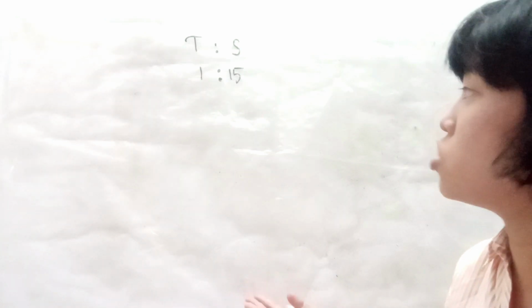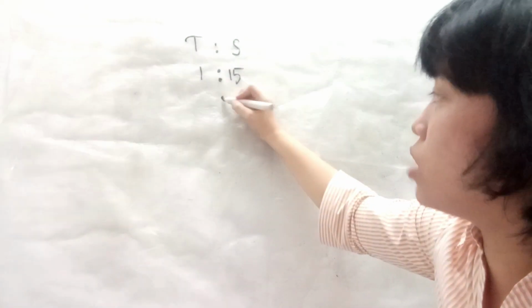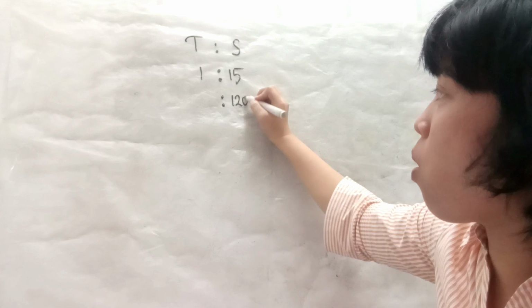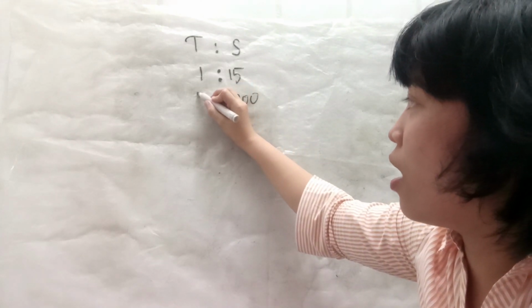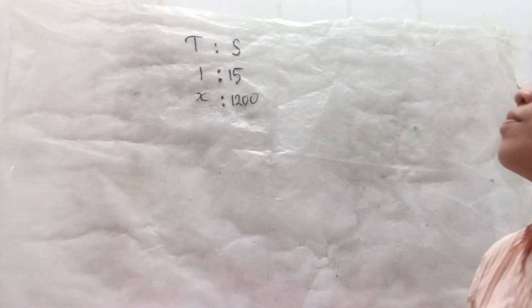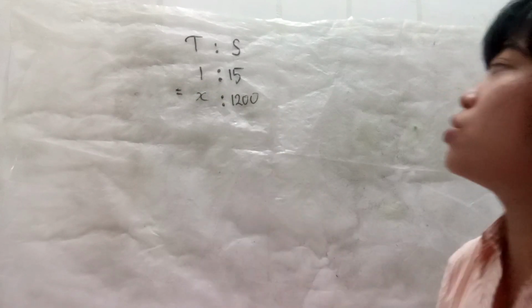What's the meaning of initial? It means in the beginning, before the number of teachers is added. So how many teachers there? That is what we call initial, the initial number of teachers. So we know just now that there are 1,200 students. Just say this is X. Okay, this is same. X to 1,200.